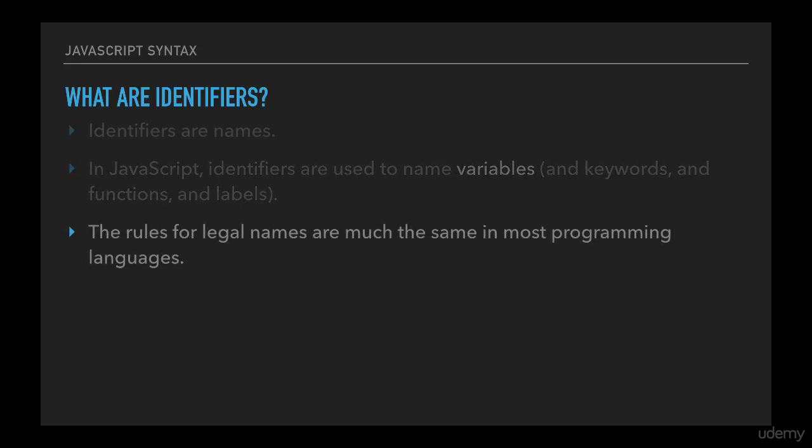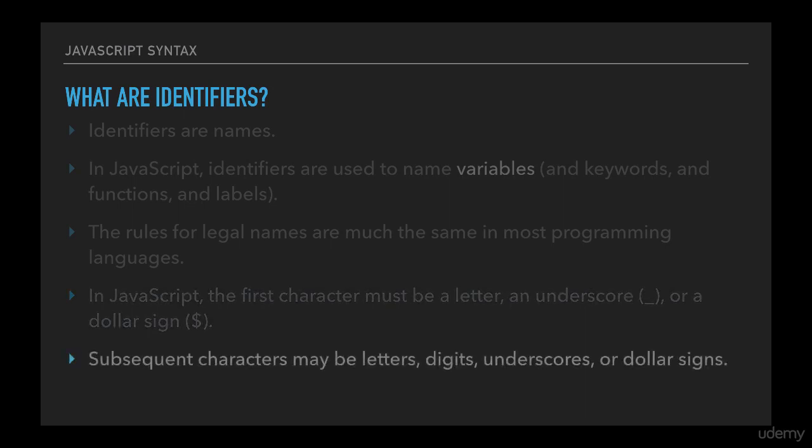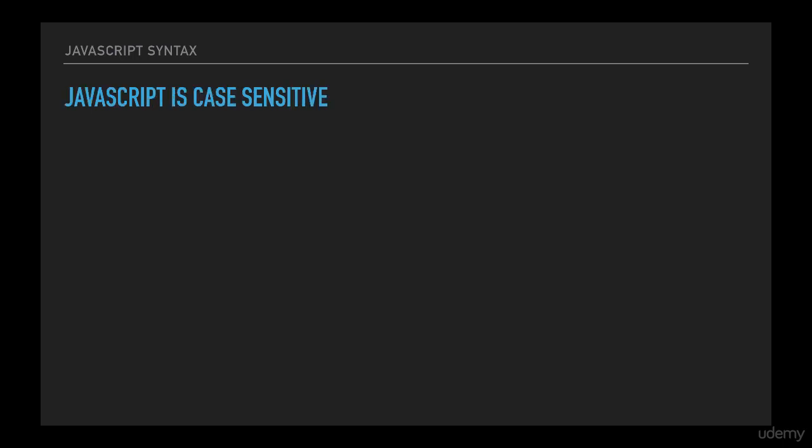Now, the rules for legal names are much the same in most programming languages. In JavaScript, the first character must be a letter, an underscore, or a dollar sign. Subsequent characters can be letters, digits, underscores, or dollar signs. Note: numbers are not allowed as the first character. This way, JavaScript can easily distinguish identifiers from numbers.